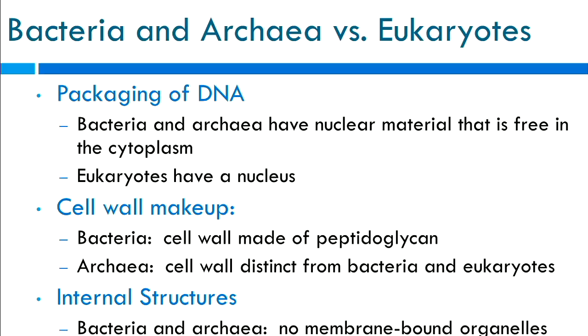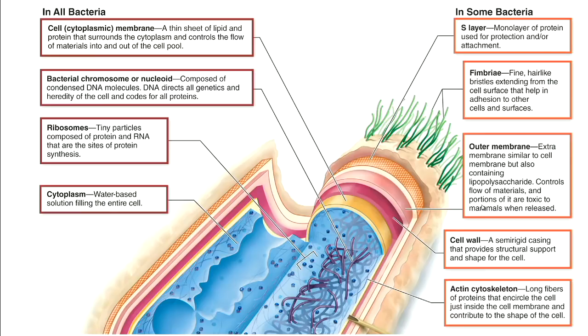And then internal structures: eukaryote cells, like your cells, have things like lysosomes, peroxisomes, all these membrane-bound organelles, and bacteria and archaea do not have those. Much simpler structure. This looks like it's a lot, but it's really not. What's important for you to know is that every single cell has to have these things. When we say what is a living cell, they have these. This is specific in all bacteria, they have this.